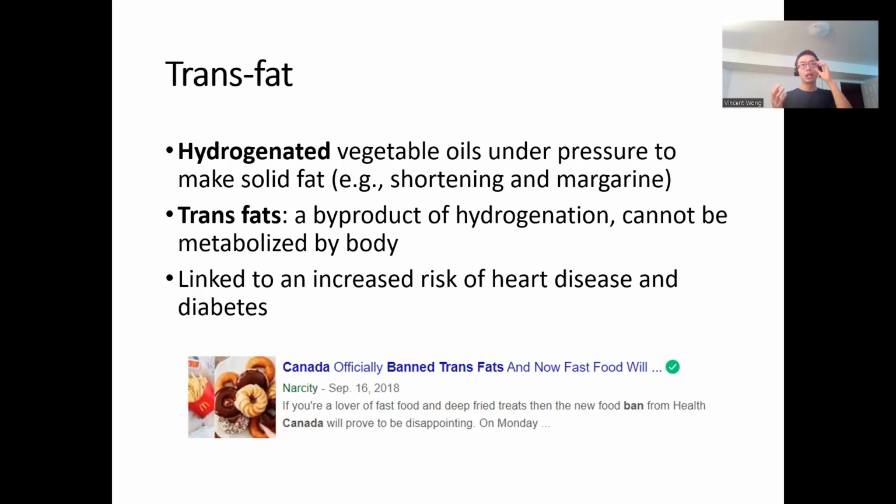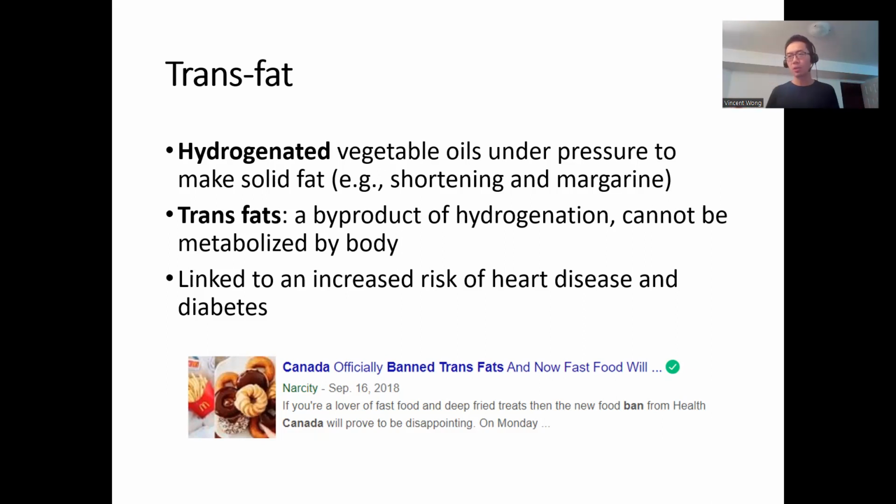It used to be that a lot of food had trans fat in it, especially fast food, or if you buy snacks from the shelf, there's a lot of trans fat in it because trans fat makes the food taste better. If you do your fried chicken with some trans fat in it, it tastes better. If you use it for your product, it gives it a longer shelf life.